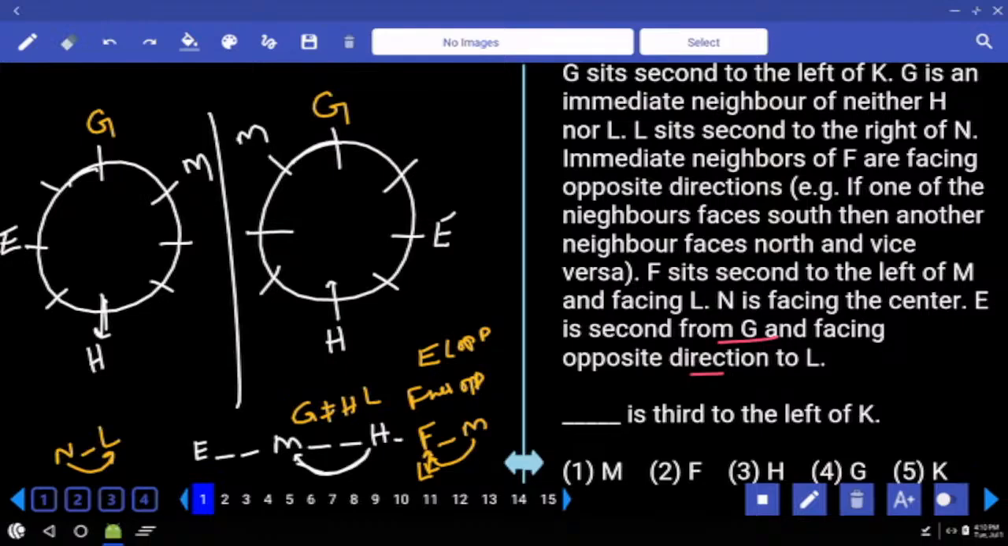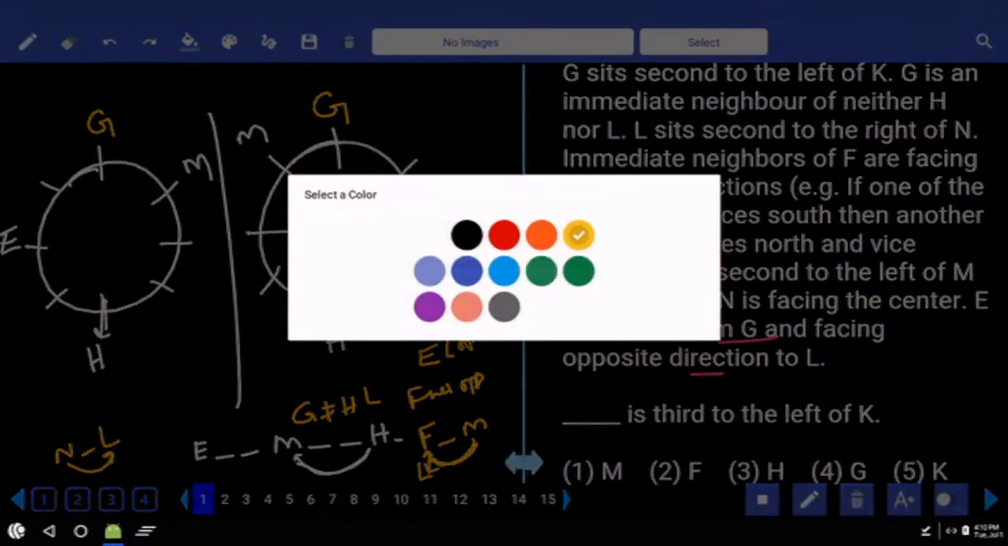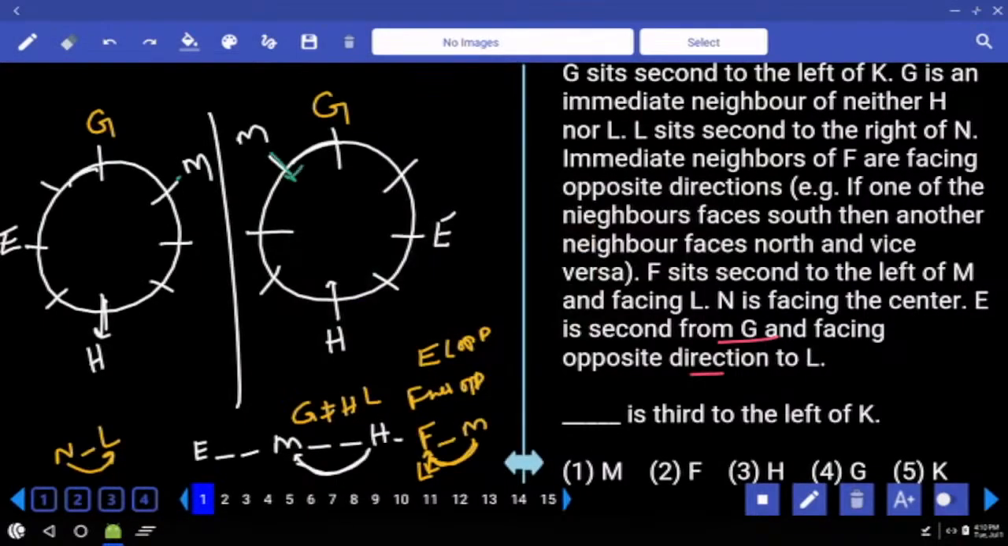Now F and M. F is seated second to the left of M if M is facing the center. In both the cases, let us take the same. F is facing the center. Then F is seated second to the left. Here F is seated second to the left.